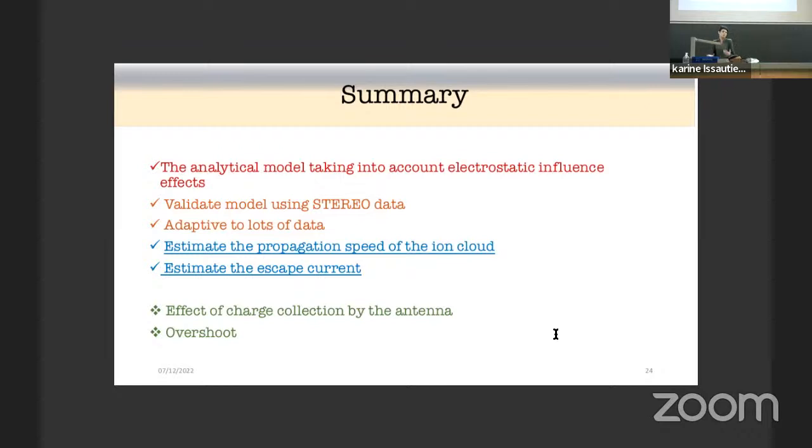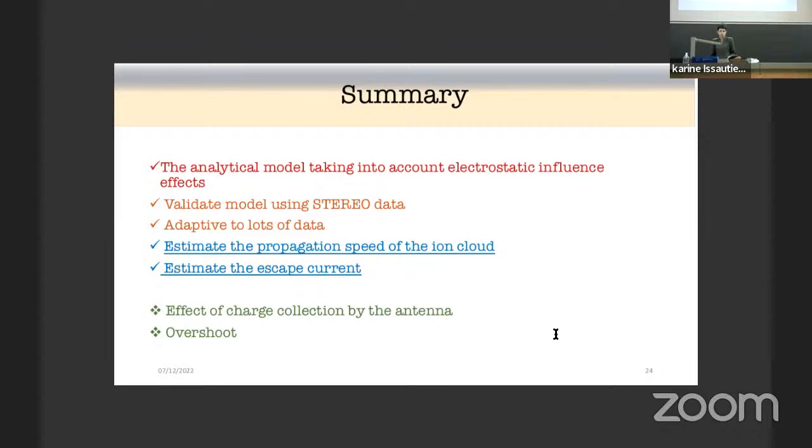And from those data, we obtained some interesting results regarding the propagation of the speed of the ions from the cloud, and also the escape current. What remained as the open question? This overshoot. We are not completely sure what is behind that, and maybe it could be interesting to try to include the charge collection by the antenna and to see what's happening. But for now, we were satisfied.